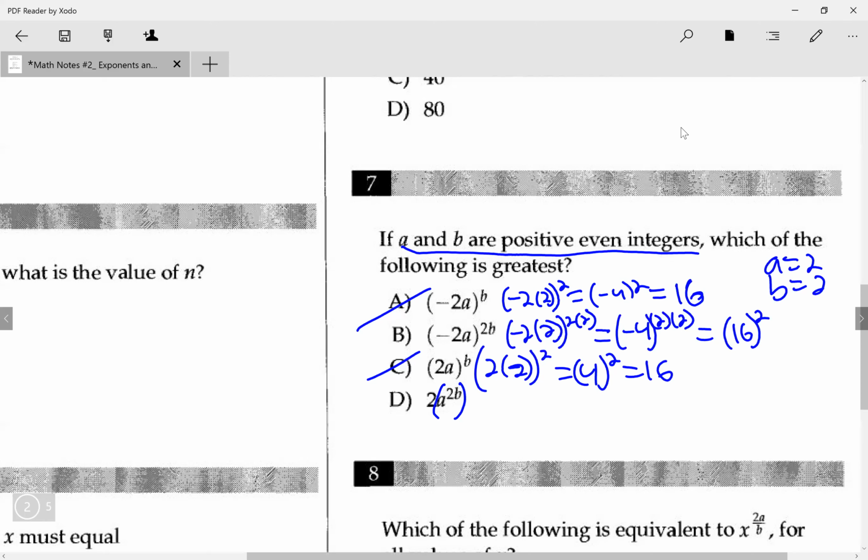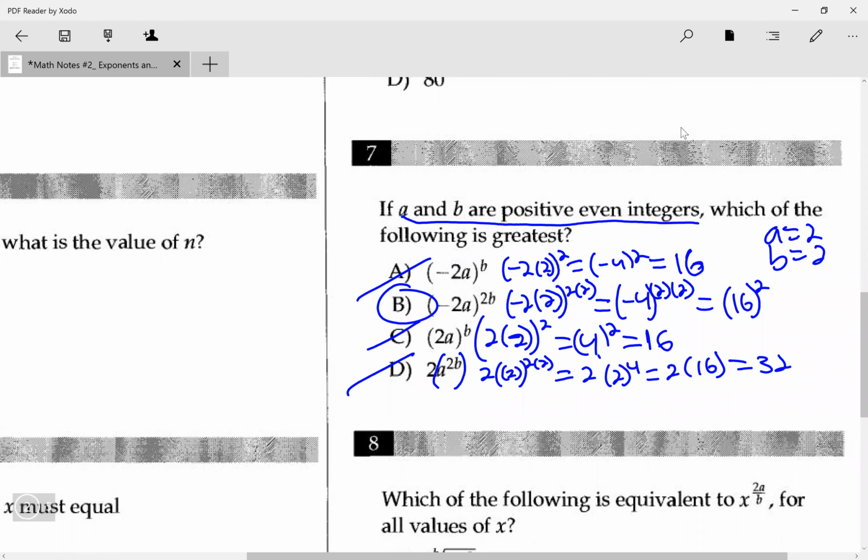So this would be 2 times 2 to the 2 times 2 power, and then that would be 2 times 4. Sorry, my bad. This would be 2 times 2 to the 4th power, and that's just 2 times 16, and that is 32, which is not greater than 16 squared. So we know D is incorrect. So that's how we solved number 7: the answer is B.